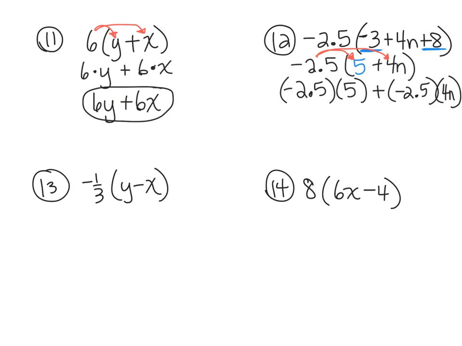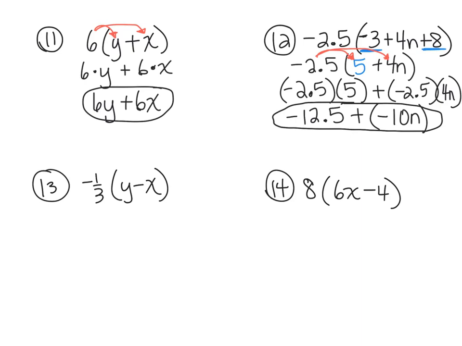Here's your distributive property step. The expression negative 12 and 5/10 plus negative 10n is an okay answer. You may also write it without the addition sign and change adding a negative 10n to subtracting 10n. So there's another way that you can write that same expression, and they are equivalent.